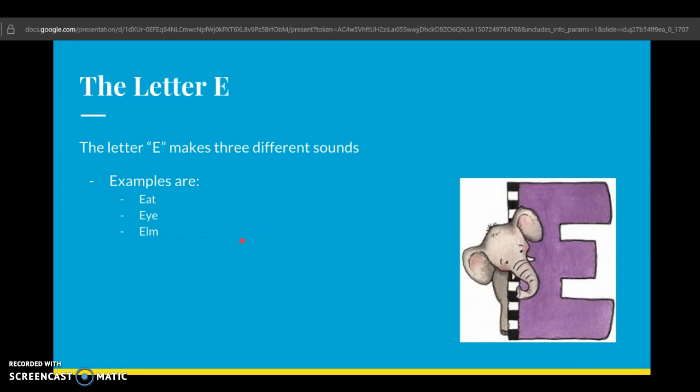Next, we have the letter E. And the letter E makes 3 different sounds, and here are some examples. There's eat, you hear E in eat. Then there's I, where it sounds like the letter I, but it's actually E making that sound that sounds like an I. And then we have elm, where the E is making an eh sound, elm.